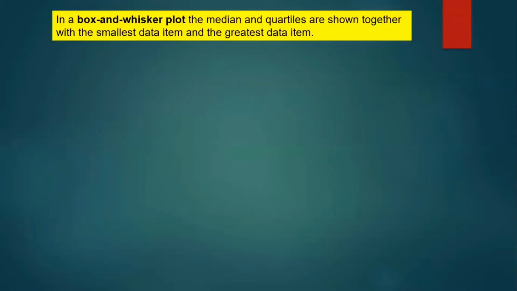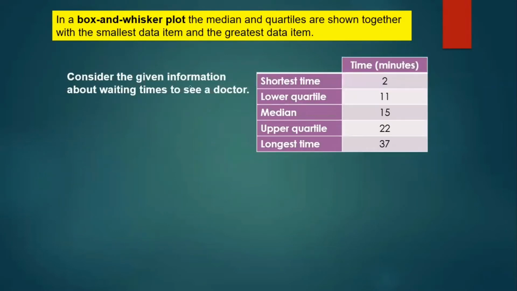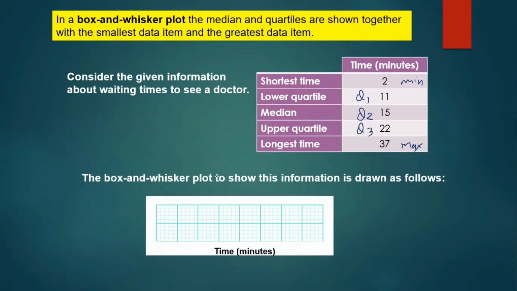In the box and whisker plot, the median and quartiles are shown together with the smallest data item and the greatest data item. Now consider the given information about waiting times to see the doctor. The shortest time is your minimum value and the longest time is your maximum value. The lower quartile is Q1, the median is Q2 and the upper quartile, Q3, is 22. The box and whisker plot to show this information can be drawn like this. The times in minutes, shown vertically here, we show horizontally.